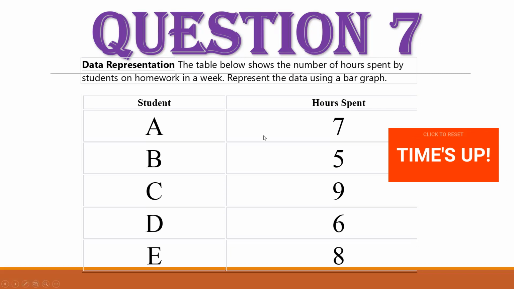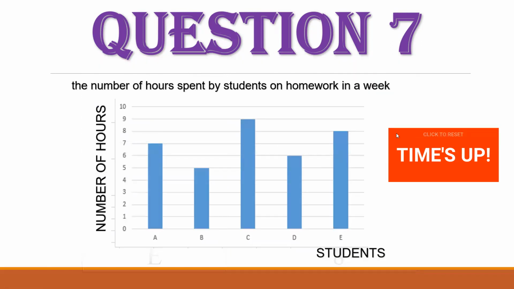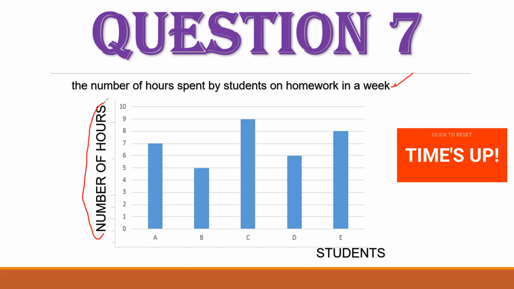Question 7 done. So let's continue with our answer. Okay, for the graph, what we have to remember. Number 1, title is very important. First of all, we should write a title. You can get the title from the question, and it gets marked. And then number of hours, whatever you have here, dependent variables. Students are independent and hours are dependent: independent on the x-axis, dependent on the y-axis.